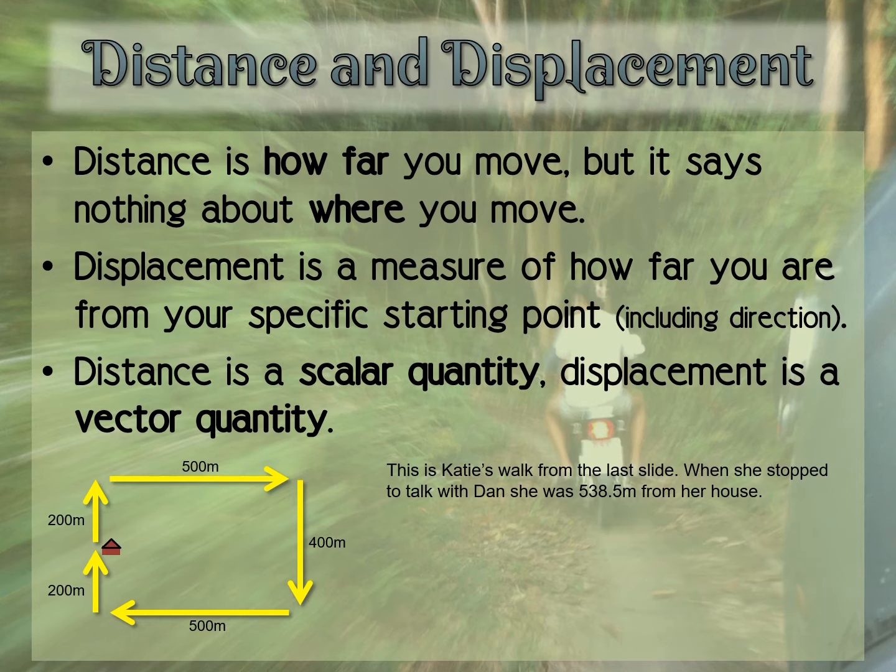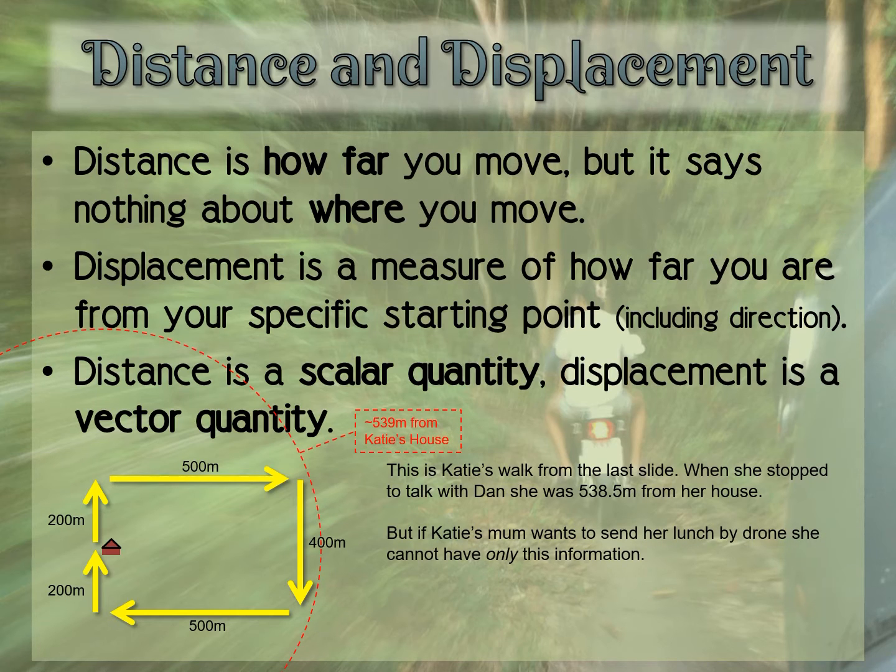However, when she stopped to talk to Dan, she was actually 538.5 meters from her house. If Katie's mum at that time had wanted to send Katie her lunch by drone, she cannot only know that Katie is 538.5 meters away, she must also know what direction she needs to send the drone in order for it to reach Katie at the end of that 538.5 meters.